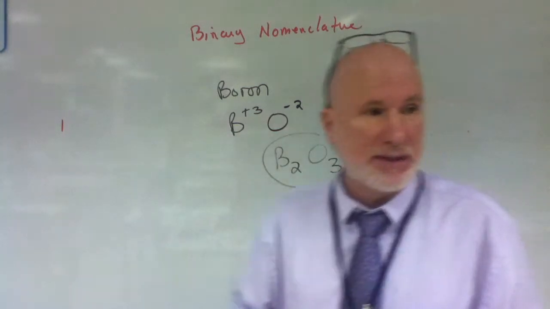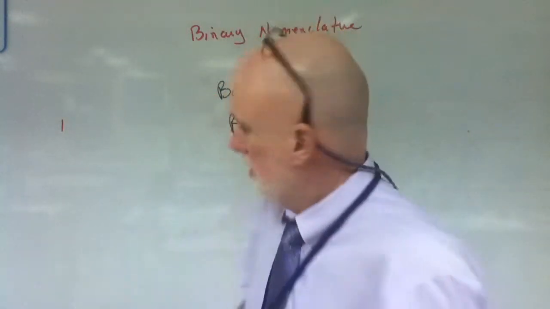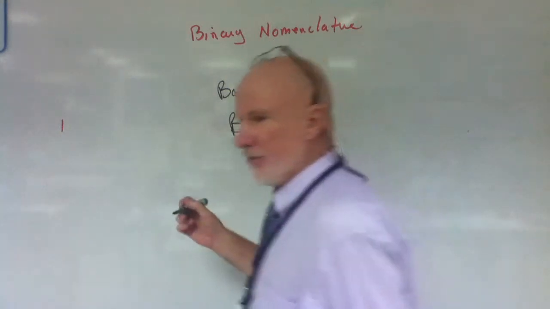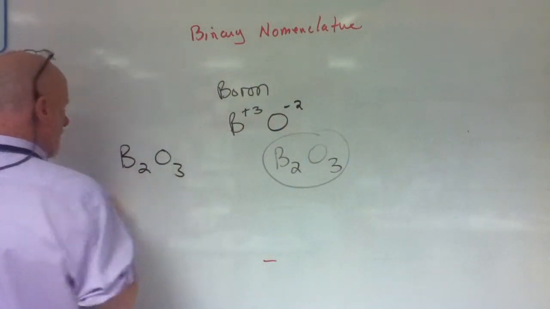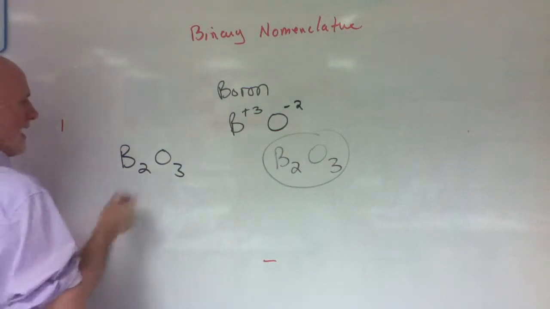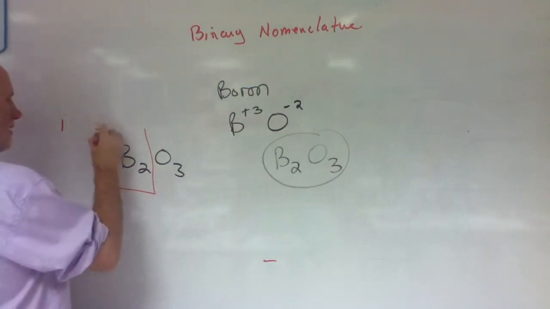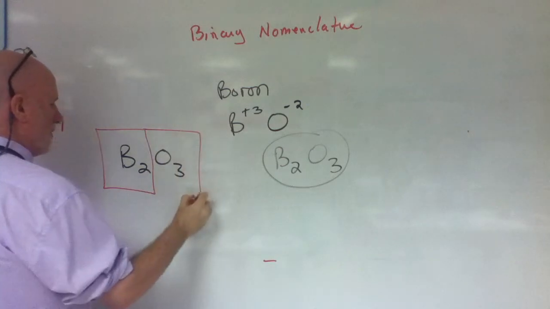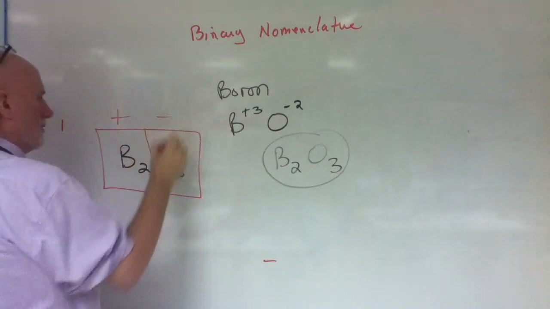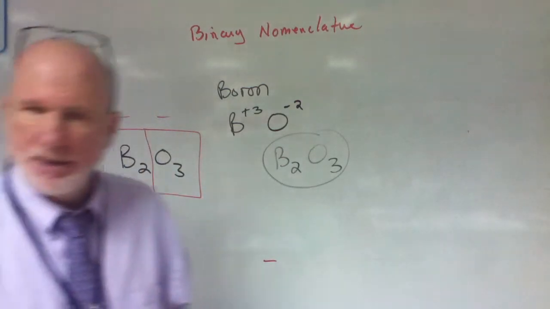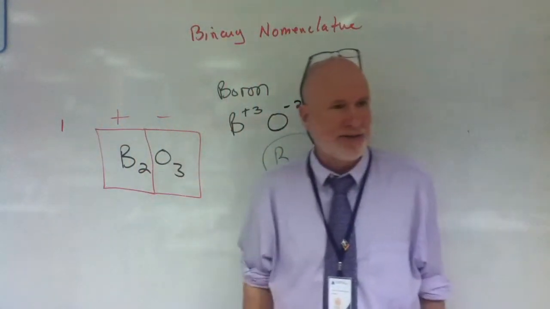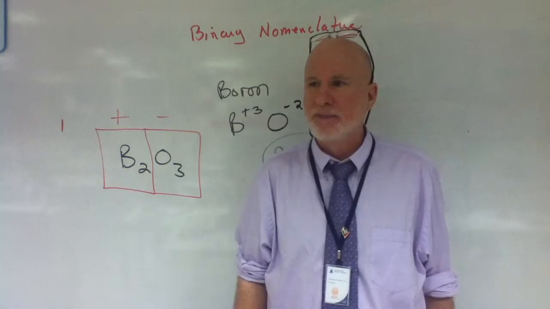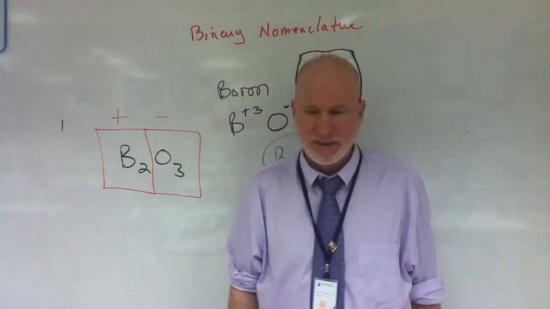Now let's examine to see if that's correct. I have over here B2O3, right? And do you see that I have a positive component and a negative component? On the left I have a positive component, and on the right I have a negative component. Do you understand? Yes or no? Excellent.